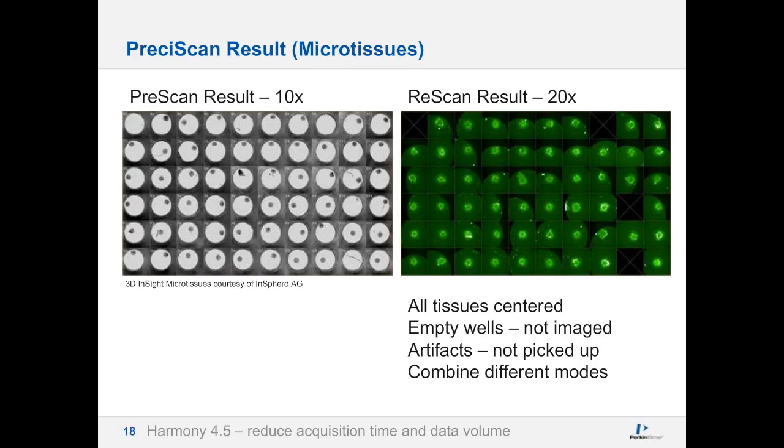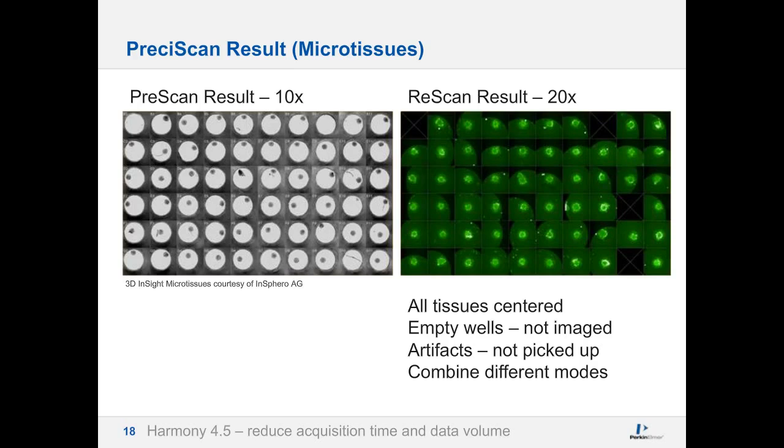And the result as a montage window across the whole plate is shown here. And what you will note is the left-hand well was an empty well in the pre-scan, and no image was acquired in the rescan. Maybe also interesting because you were able to configure the image analysis in a very detailed way. Artifacts like here are not recognized as tissue and therefore result in no image in the rescan.